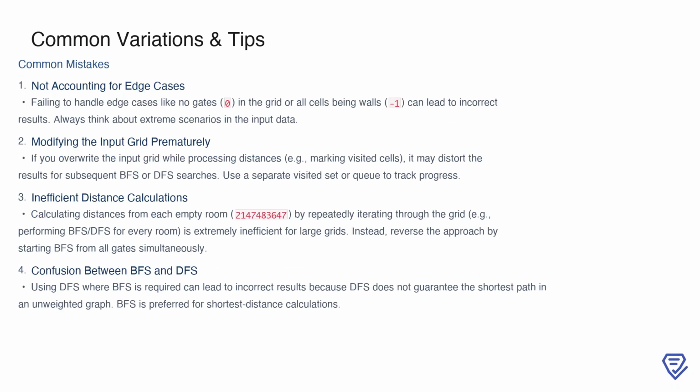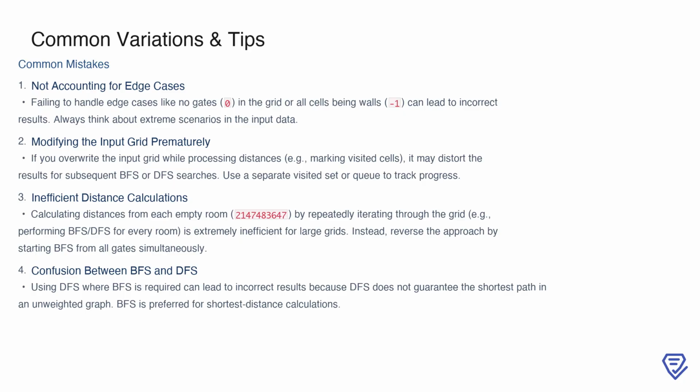One of the most common mistakes in solving the walls and gates problem is not accounting for edge cases. For example, what happens if there are no gates in the grid or if all the cells are walls? These scenarios can lead to incorrect results if not considered. Always take a moment to think through extreme input cases.